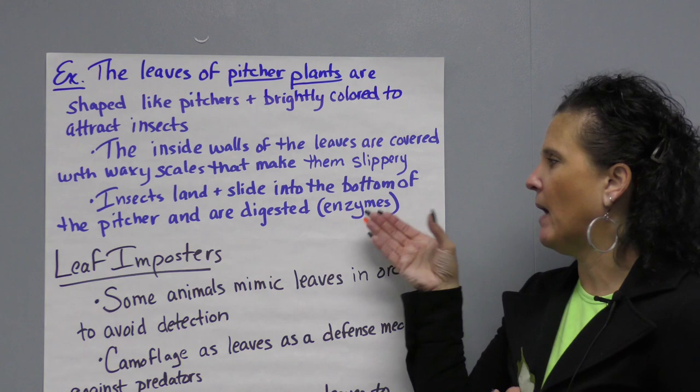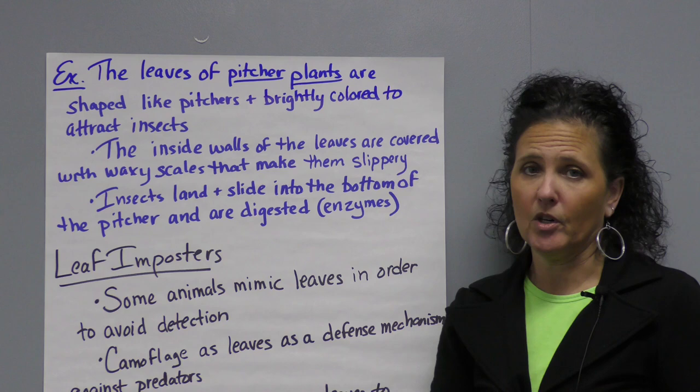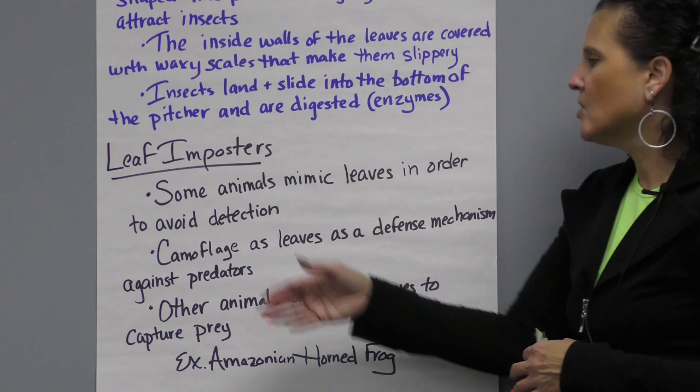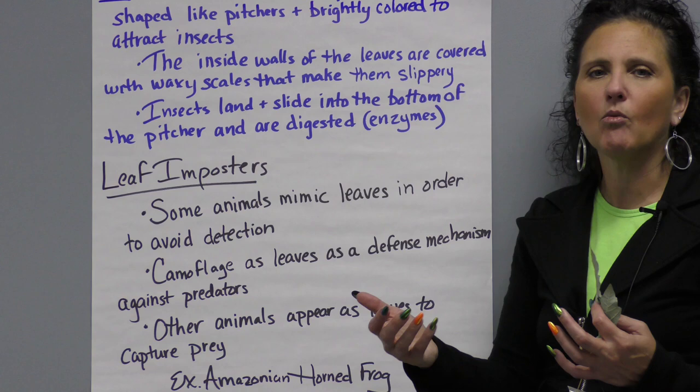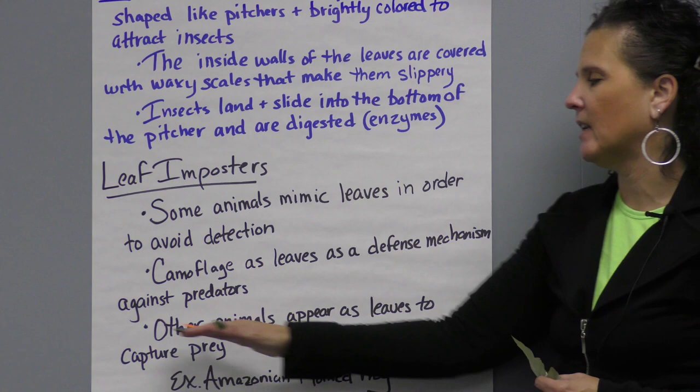We also have leaf imposters, things that look like leaves. An imposter is somebody who impersonates something else. So some animals that are out there mimic leaves in order to avoid detection. So certain bugs or certain insects look like leaves. That way their prey don't notice them. They just think it's a leaf and go on by. They camouflage as leaves as a defense mechanism against predators.